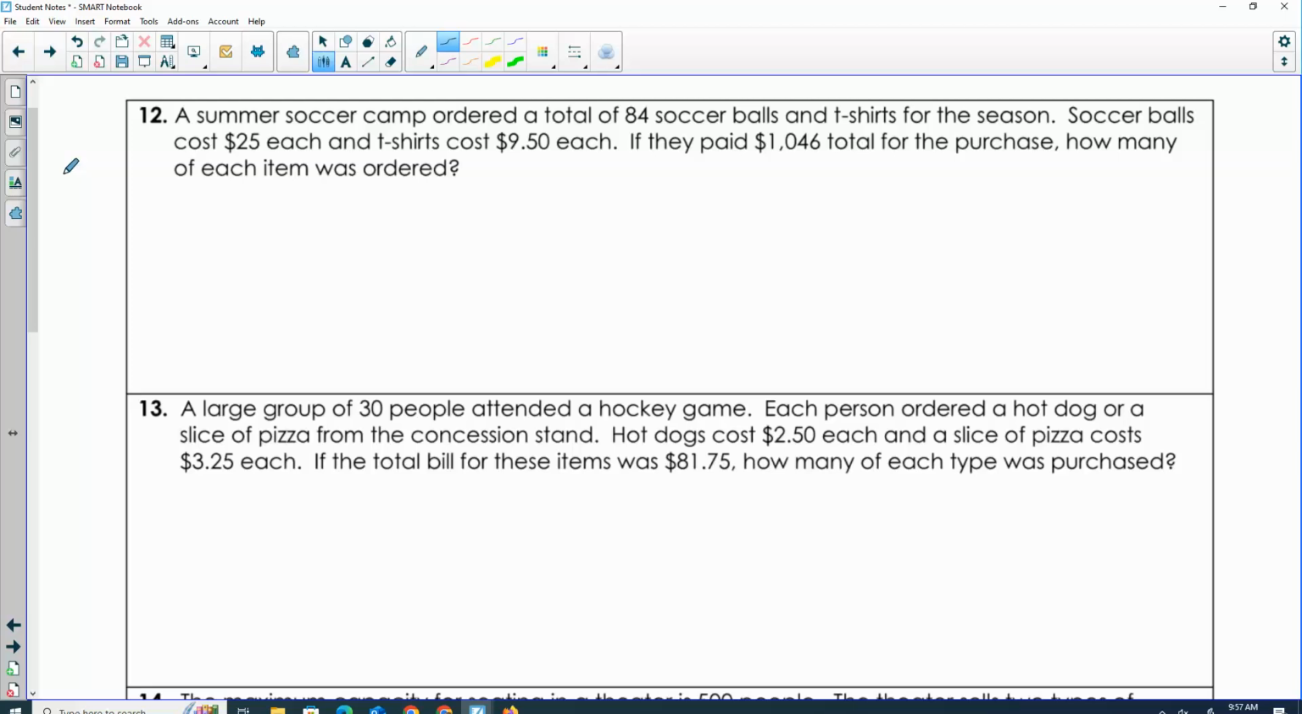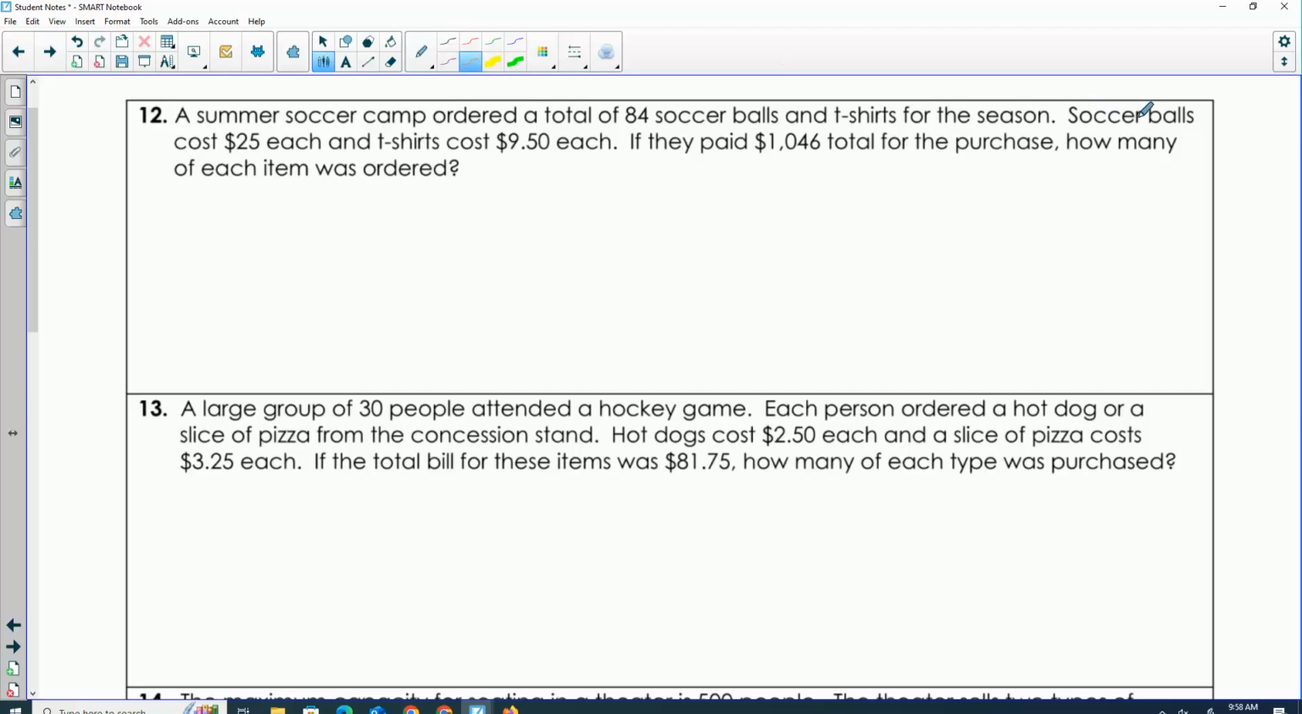Okay, this one is going to be a little bit different. I'm not just talking about two numbers anymore. So we've got the basics, we kind of did that with our number problems. Now we want to look at a more interesting scenario. A summer soccer camp ordered a total of 84 soccer balls and t-shirts for the season. Soccer balls cost $25 each and t-shirts cost $9.50 each. If they paid $1,046 total for the purchase, how many of each item was ordered?